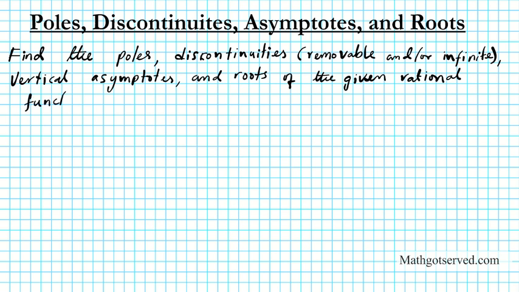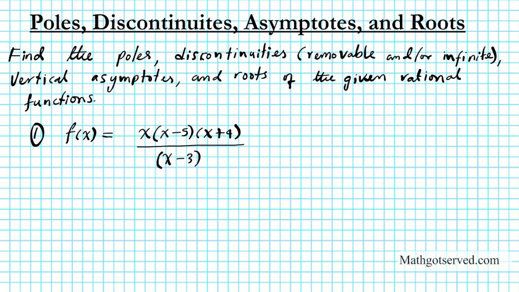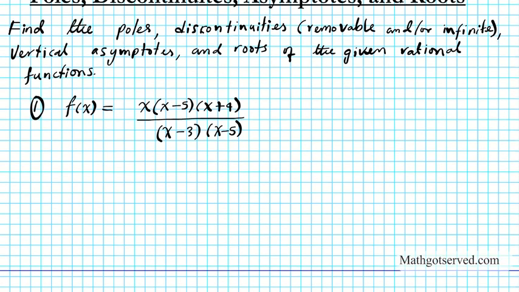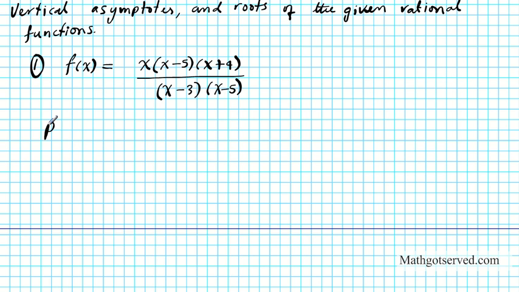All right. So let's go ahead and take a look at question number 1. Question 1, we have a function that's already nicely factored out for us. f of x equals x times x minus 5 times x plus 4 over x minus 3 times x minus 5. Okay? All right, so let's go ahead and start by looking for the poles.